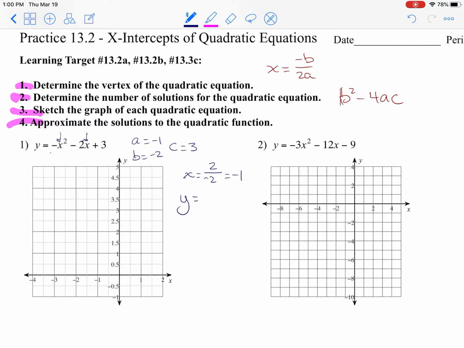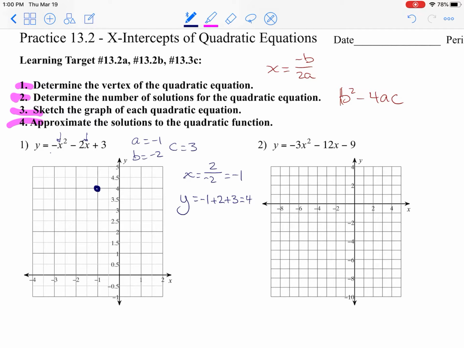-1 squared is 1, but the negative out in front keeps it -1. -1 times 2 is add 2, +2, and then our +3 is obviously still +3. So -1 plus 2 is 1, +3 is 4. So that tells me that my vertex is at the point -1, 4.